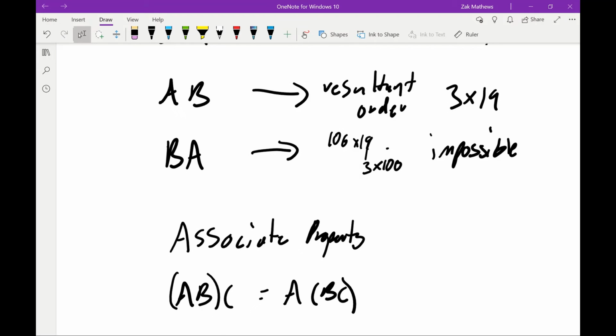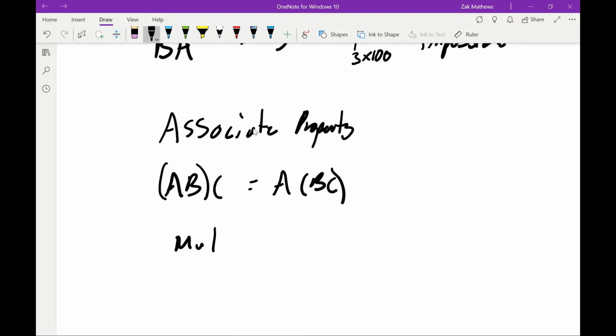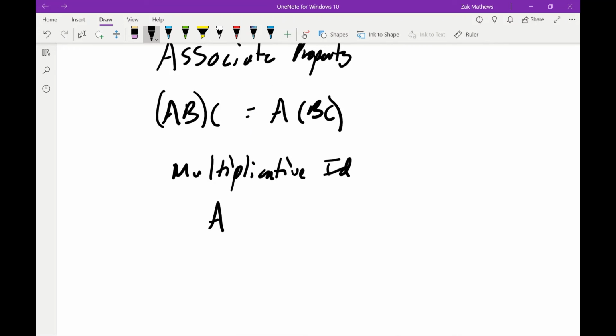The multiplicative identity. This one's interesting. If we were to take a matrix and multiply it by a matrix with ones on its diagonal, however many we need, and zeros everywhere else, that would actually get us back to A.